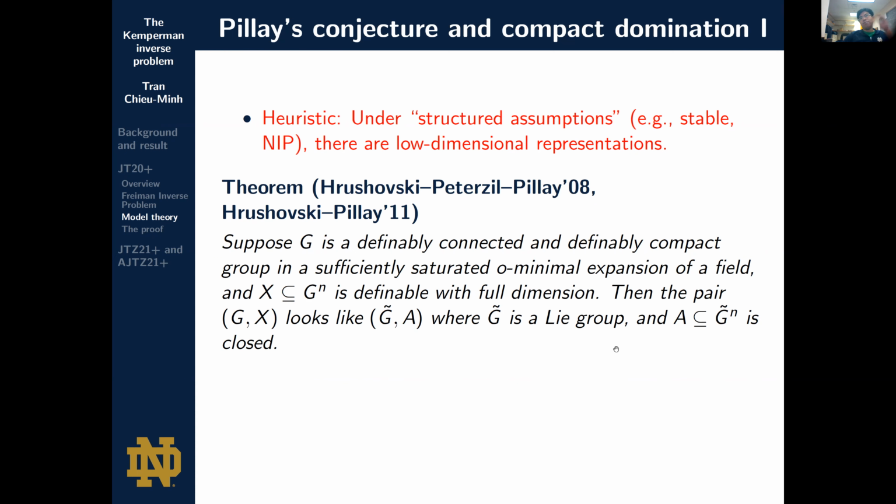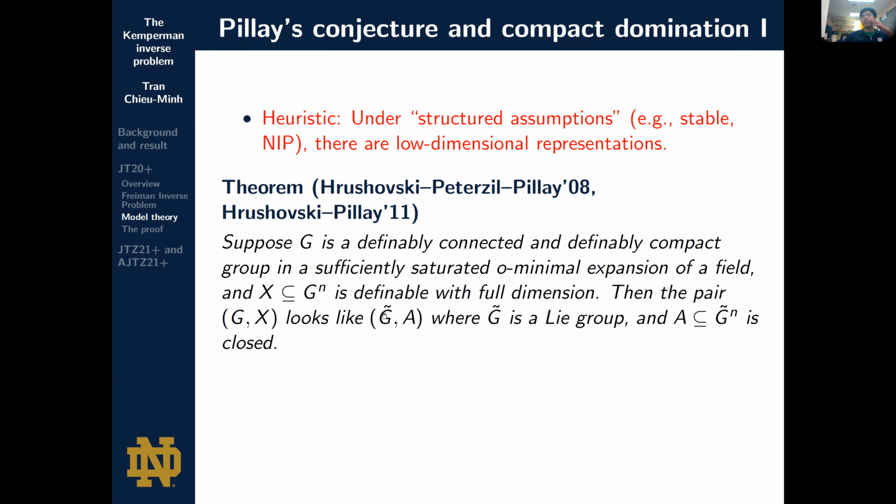So informally, this is saying that if you are looking at a definably connected set, you can just think of it as connected, right? And definably compact, you can just think of it as compact, in a sufficiently saturated or minimal expansion of a field. Then if you take a set X which is definable, and let's say it has full dimension, the same dimension as X with respect to the minimal dimension, you have the pair G, X.